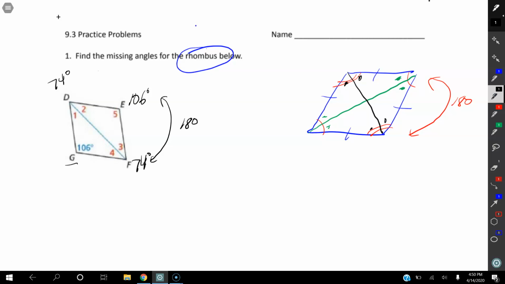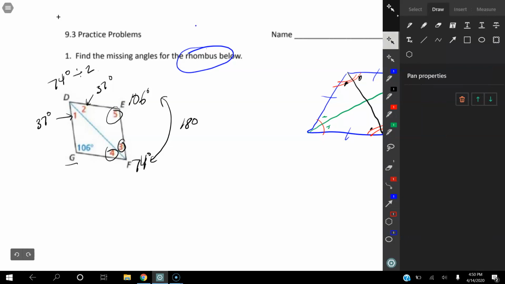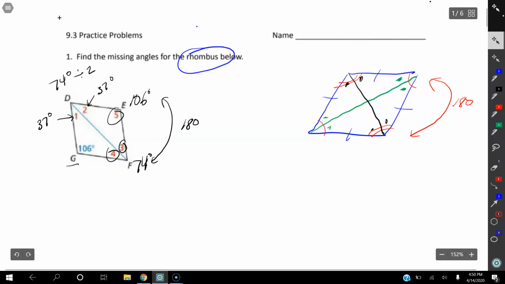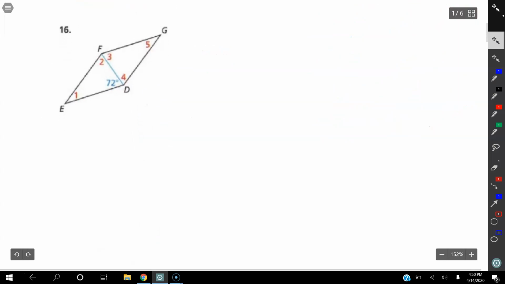Now to get 1 and 2 and 3 and 4 separately, we need to bisect it, or divide it by 2. So that tells me that angle 1 is going to be 37 degrees and angle 2 is also going to be 37 degrees. Same thing for number 3 and number 4. So I believe we have everybody locked down for number 1. All right, scrolling on down.